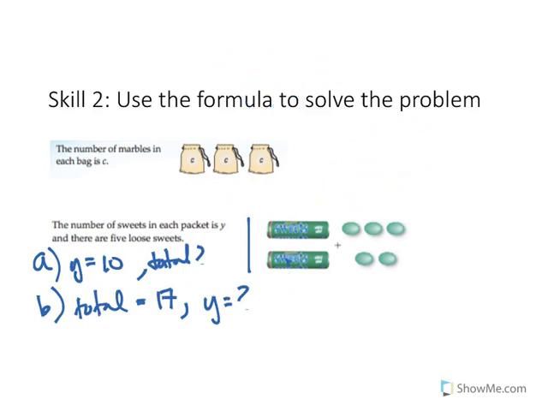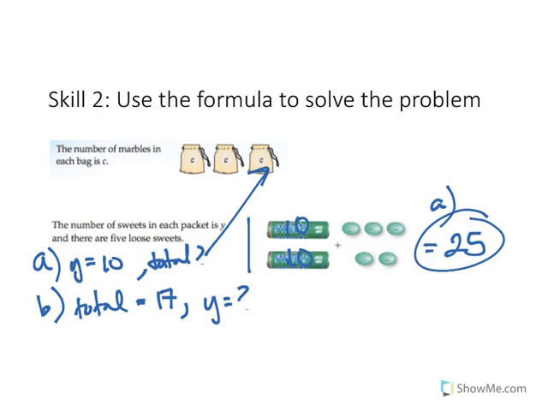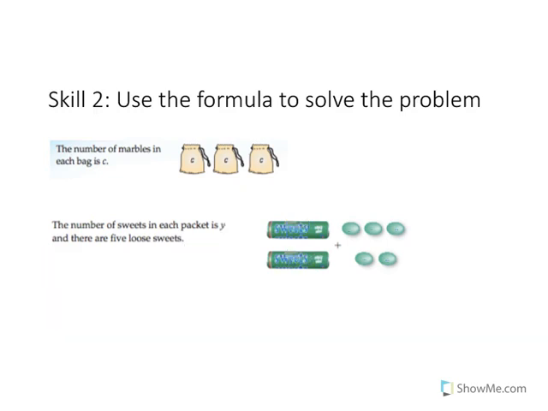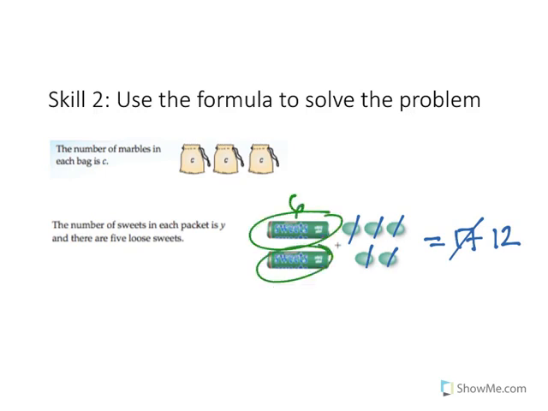So if we knew that Y is equal to 10, then 10 plus 10 makes 20, 21, 22, 23, 24, 25. Then the total has to be 25. That's for A. Now, if we said that this whole thing equals 17, if we take away 5 from here, and we take away 5 from here, leaving us with 12, that means each of these tubes has to contain 6, because it has to add up to 12.